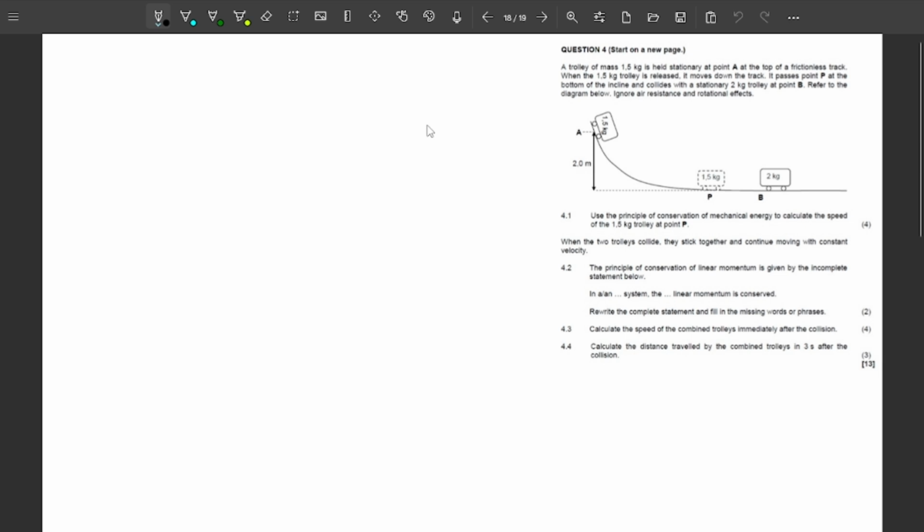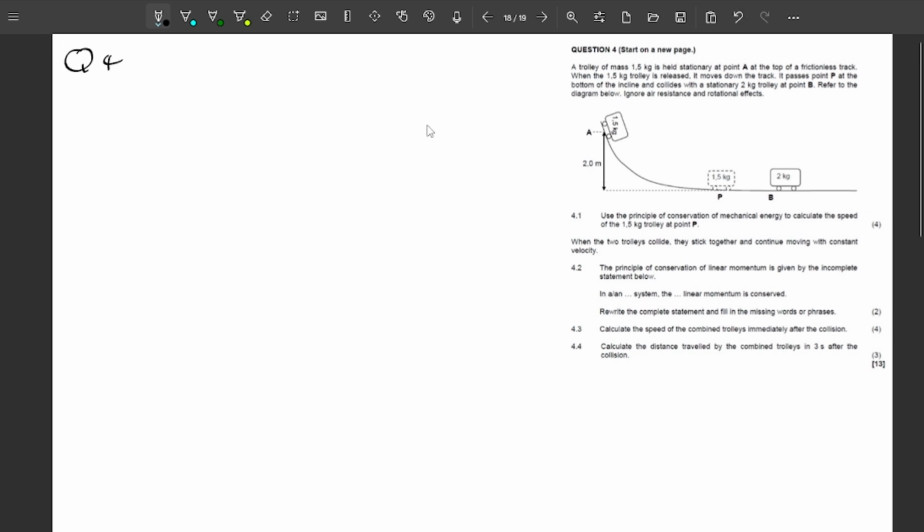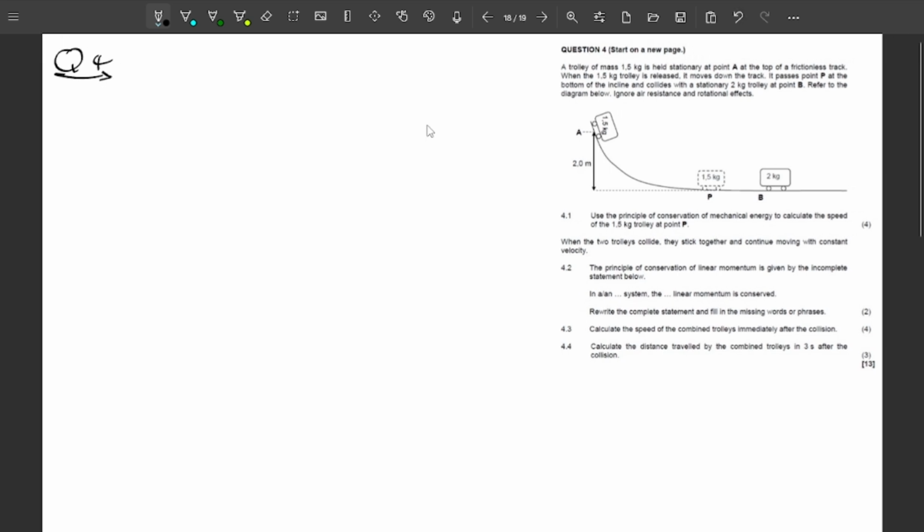Now this is a different type of momentum. This is question 4. It's different because before you read the question, the first thought that comes into everyone's mind is work energy, due to a ramp and the blocks. But then this is not work energy, it's momentum. Maybe it is, but momentum. Let's read the question statement.